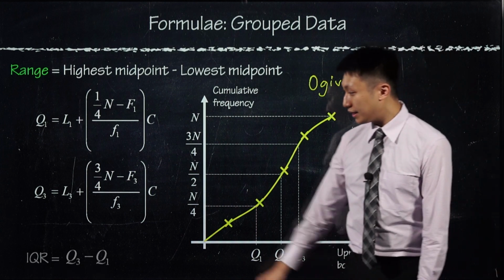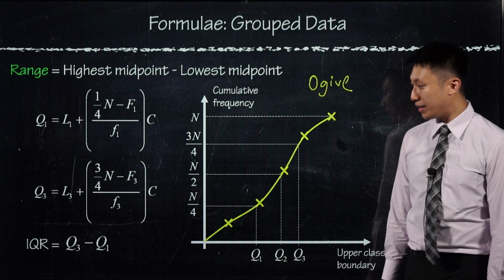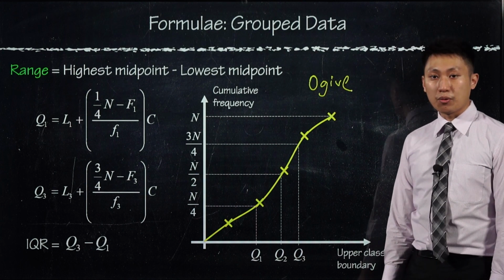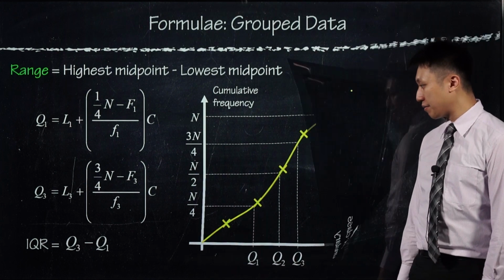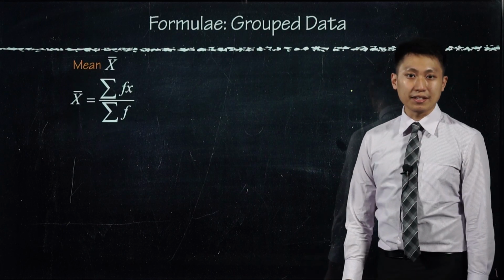Right, last thing here, IQR, interquartile range. So it will be Q3 minus Q1. This one you should be very familiar with. Okay, formula. So these are the main things here.